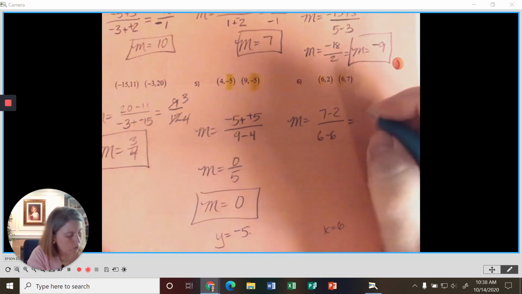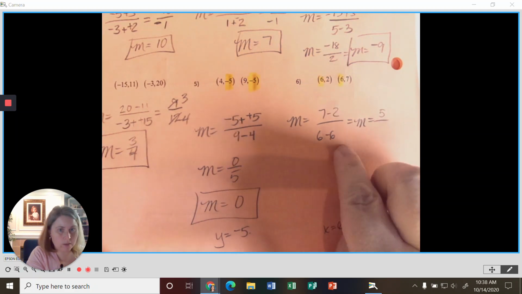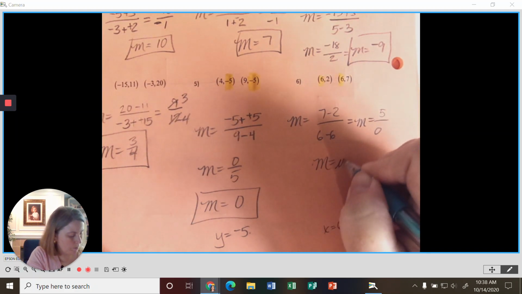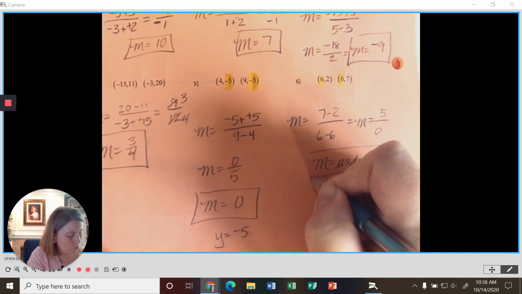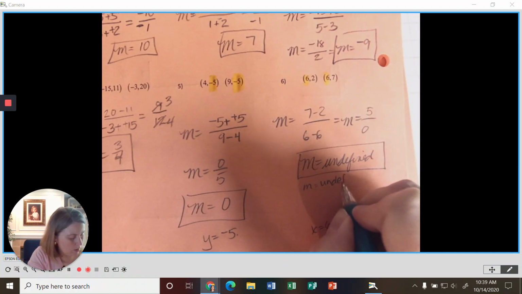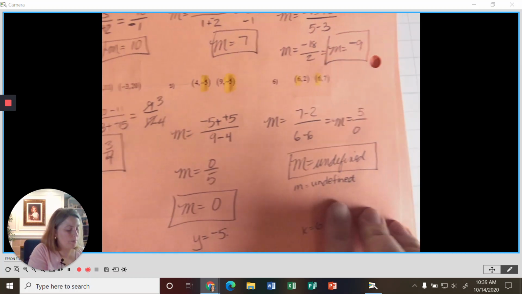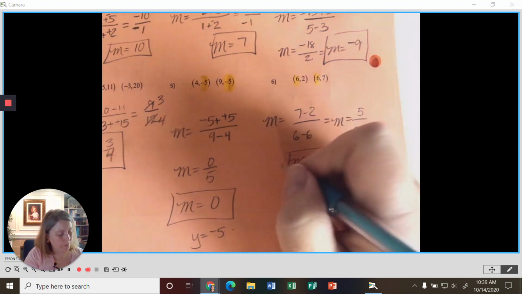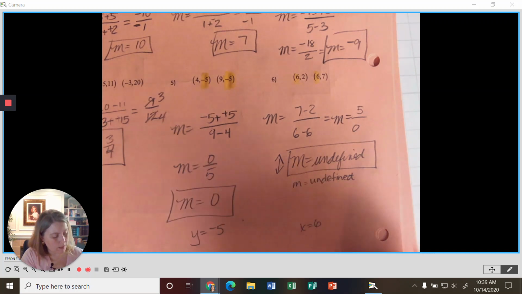So our slope is 7 minus 2 is 5. 6 minus 6 is 0. We can't divide by 0, so our slope is undefined. And so for my kids who can't read cursive, there it is in print, undefined. So that's a vertical line. And then here, when we have a slope that's 0, it's perfectly flat. That's our horizontal line.